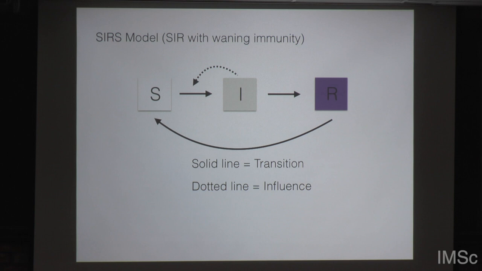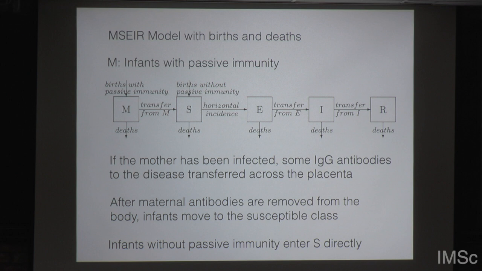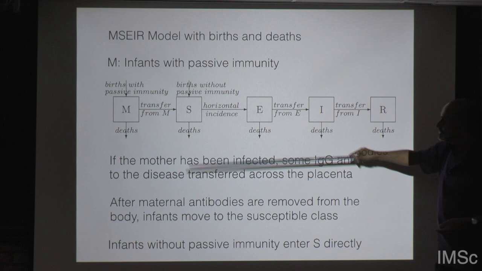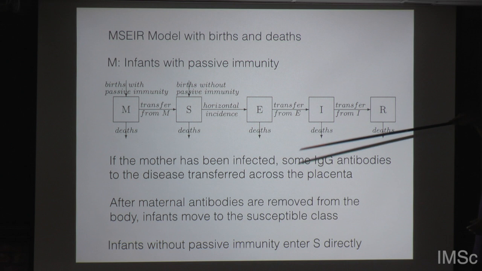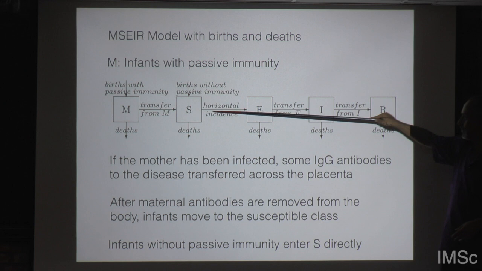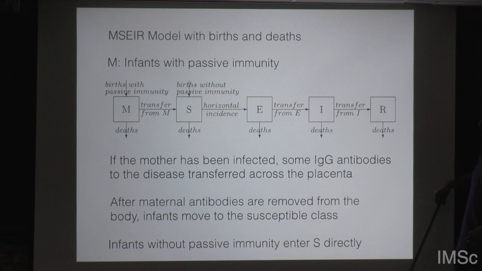Here's an even more complicated situation, and that is when you have births of children, where, as I mentioned, some part of your immunity comes from your mother. So this is called vertical transmission. This is called horizontal transmission, horizontal incidence here. The vertical transmission is from the mother giving birth to a child with passive immunity. After some time, that child moves from here to the susceptible compartment, and then the whole susceptible, exposed, infected, recovered transition happens. So you can have mothers who have immunity, as well as mothers who don't have immunity. So both into M and S, you can have a vertical transfer.